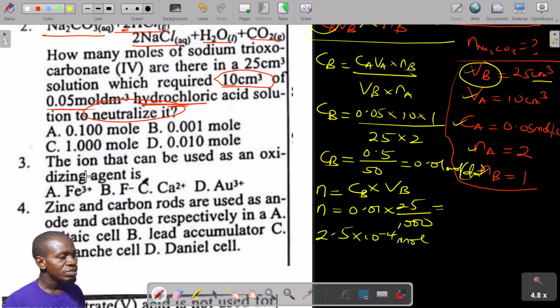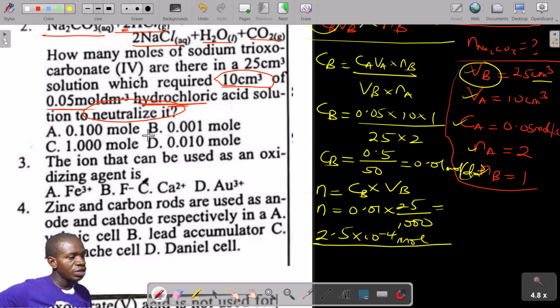So the correct answer is this. But if you look at the question, there is no option like that. They basically left the answer out. Some persons might be thinking that the answer is going to be option A, but the reason why I'm going to disagree with option A is this.